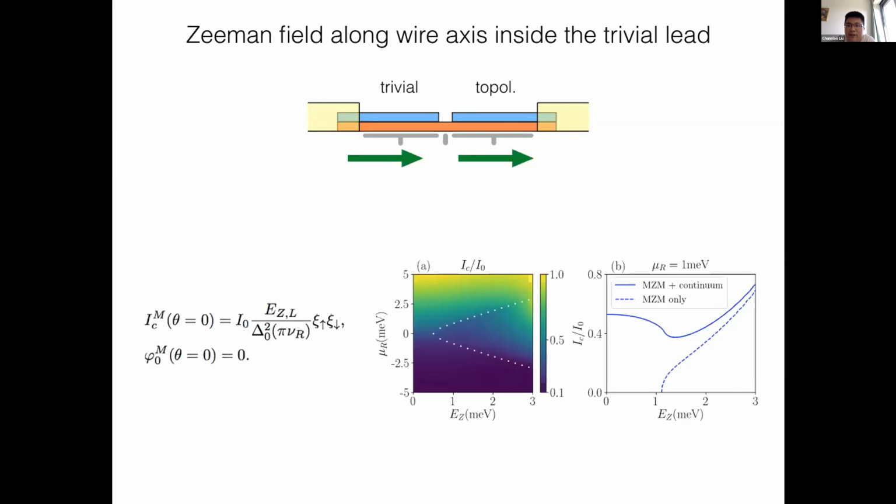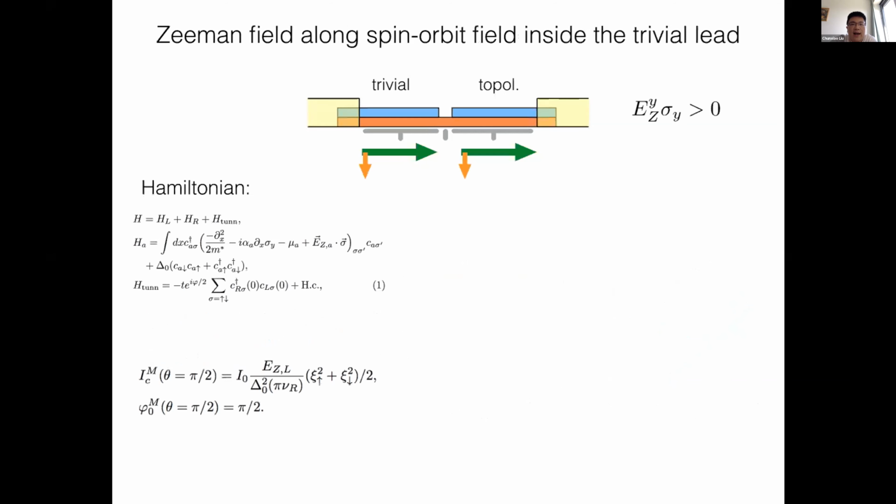In the right panel, the dashed line is only the Majorana contribution to the supercurrent. You can see that it increases approximately linearly with the strength of the Zeeman field. That's a very interesting signature characteristic of the presence of a Majorana zero mode, and we hope that people can find such a signature experimentally in the search for Majorana zero modes.